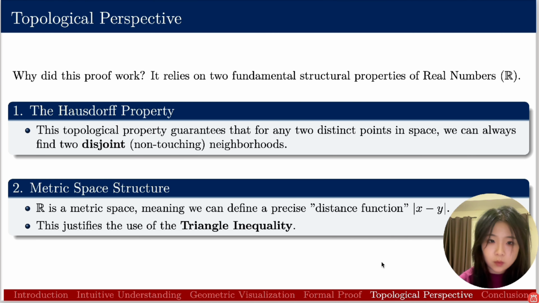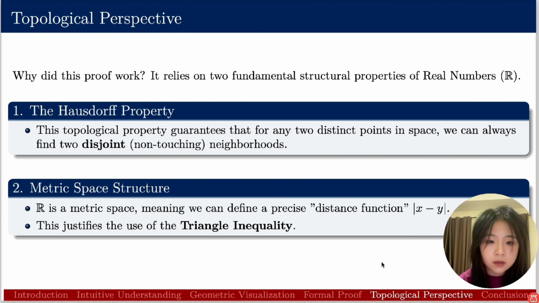Now let's look at why this proof actually works from a deeper perspective. We rely on two important features of the real numbers. First is the Hausdorff property. In simple terms, this means that for any two different points, we can always find two separate bubbles that do not touch each other. In our proof, this property is what allowed us to choose a small epsilon to separate L1 and L2. Because our bubbles never overlap, the sequence cannot stay in both at the same time.